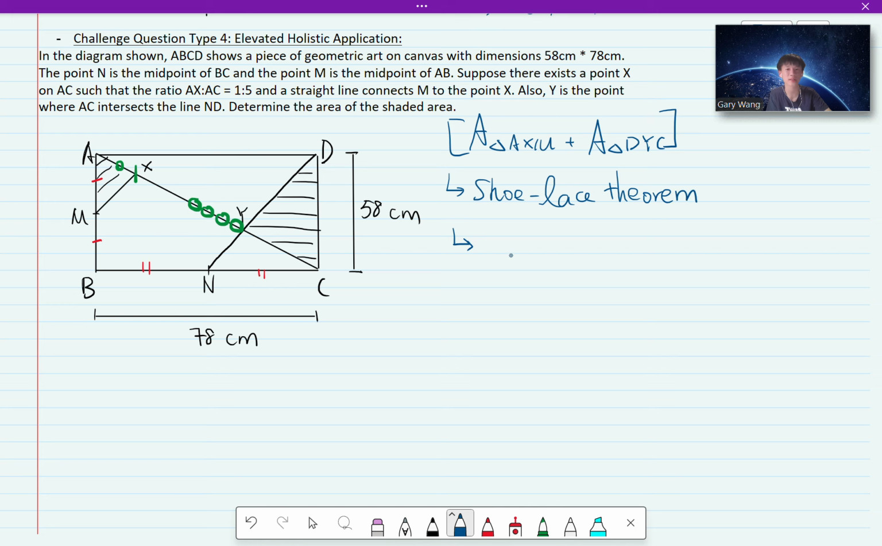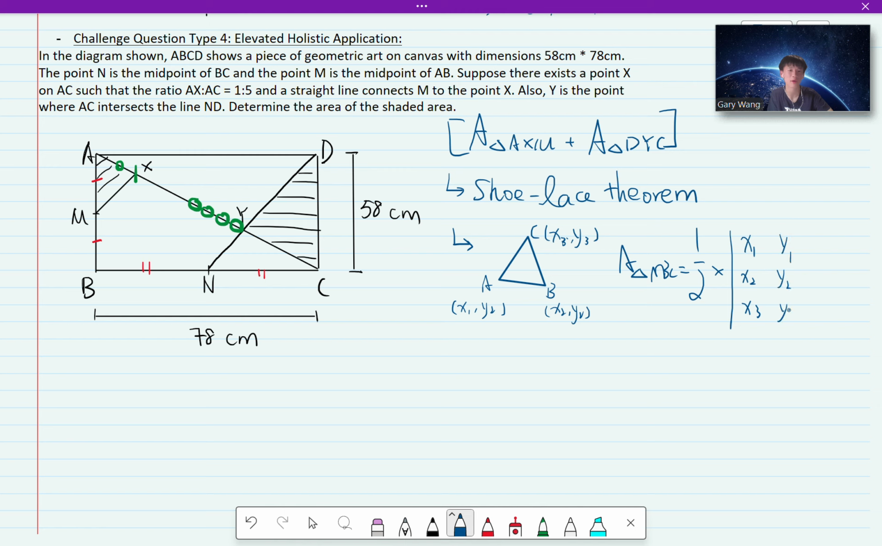This theorem says if we know all the coordinates of a particular polygon, like a triangle, let's say, with vertices A, B, and C, where A has x1, y1, B has x2, y2, and C has x3, y3, then we can say the area of triangle ABC equals 1 over 2 times, we can list x1, x2, x3, y1, y2, y3.